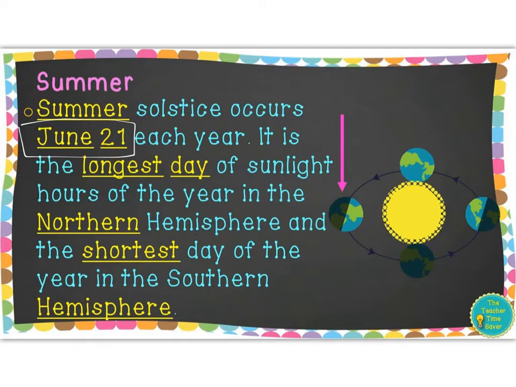For the Northern Hemisphere, it's going to give us our longest day of sunlight hours, and for the Southern Hemisphere, they're going to have their shortest day. Those are the days when it feels like it's still decently sunny at 8, 9 o'clock at night. We're getting a lot more sunlight and longer days. And June 21st gives us our longest day.